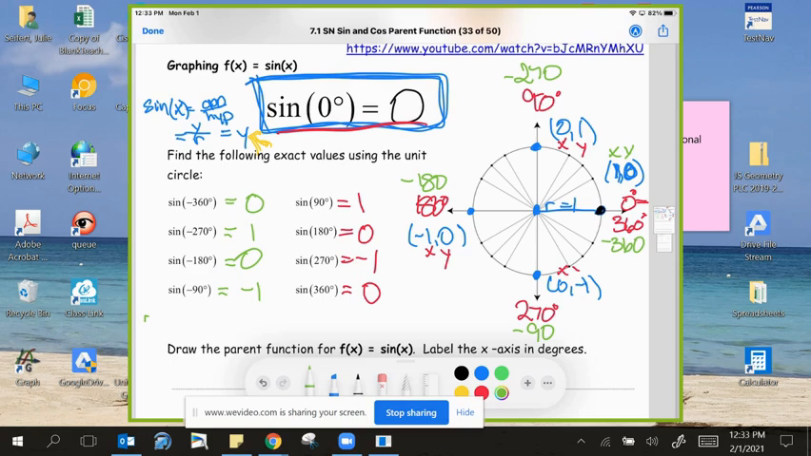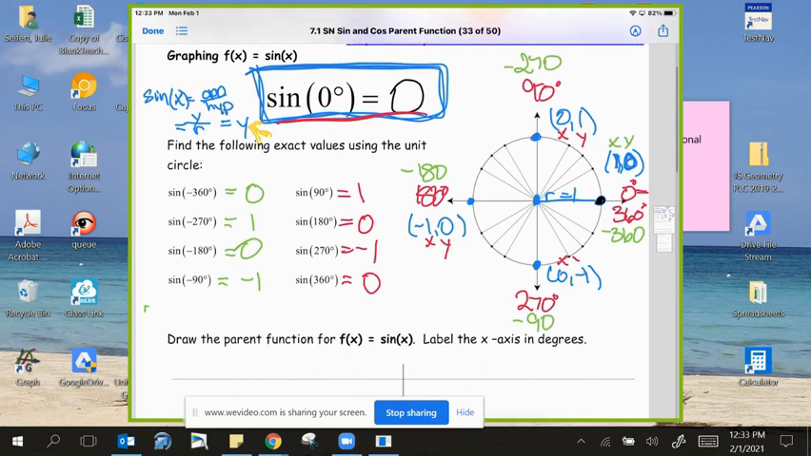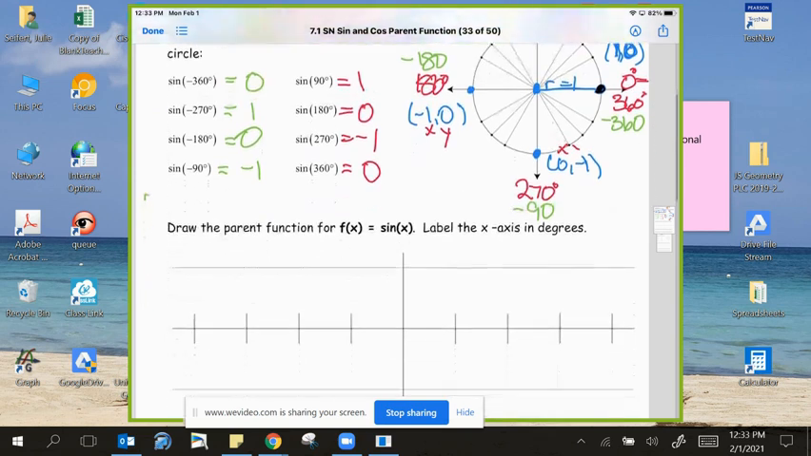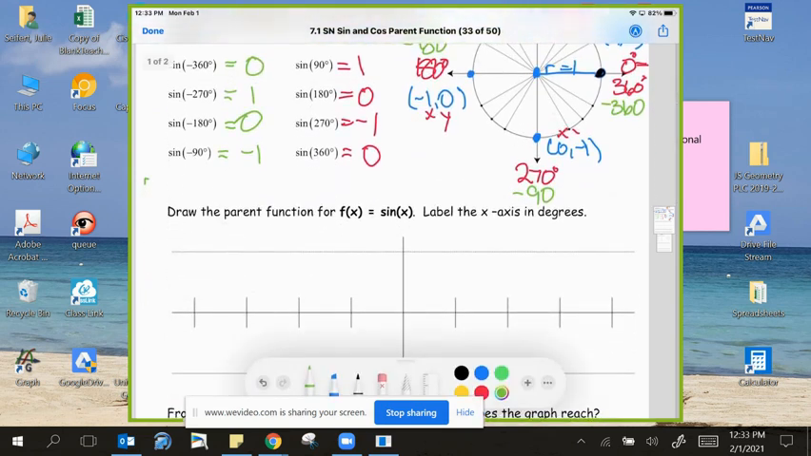Okay. Just using the y coordinates there. Now, what we want to do with this is use these points we just found, and we want to plot the graph of sine of x.